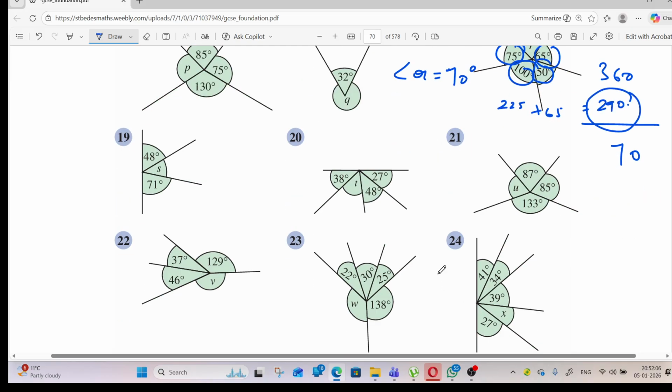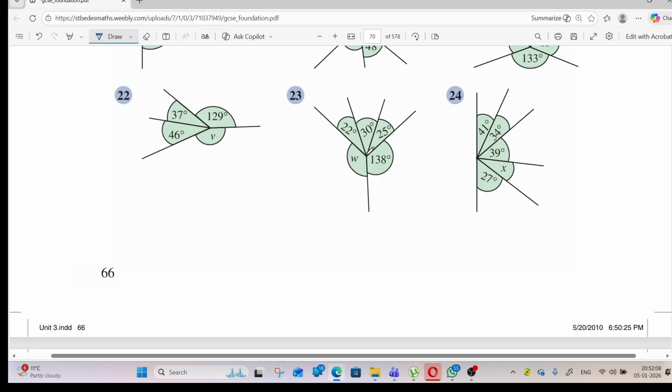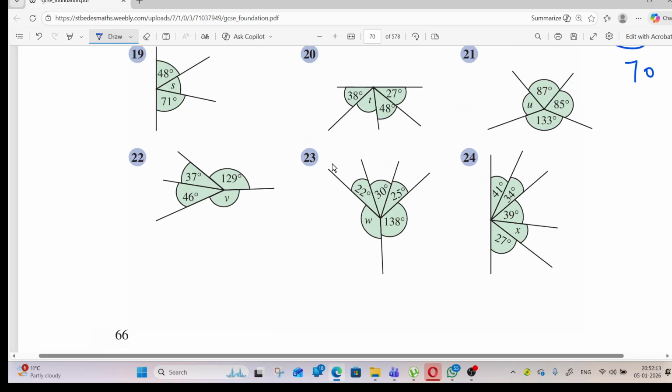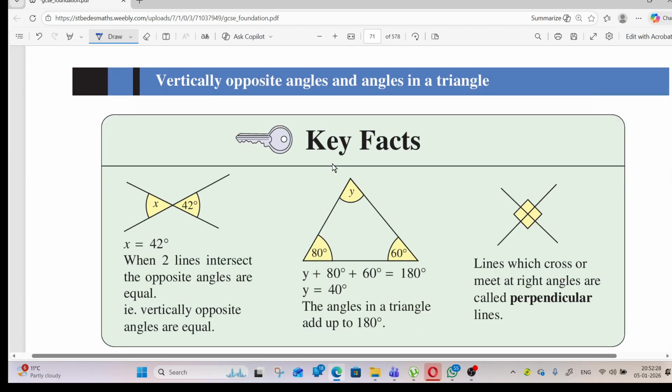Very good. So angles on a point add up to 360, and on a straight line angles add up to 180. Angles on a point, like if you have x, y and z, so x plus y plus z, their sum is going to be 360. This is what we have learned here, right?